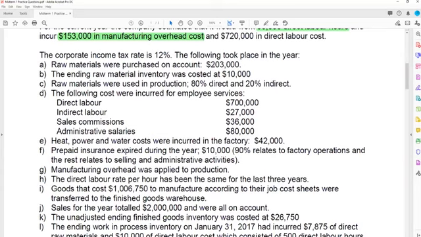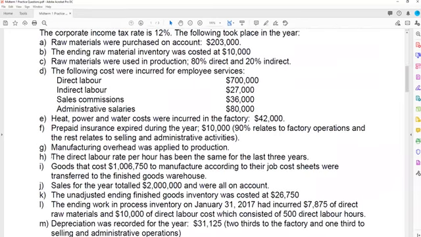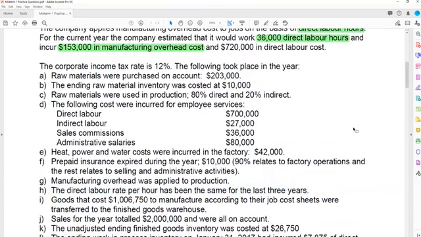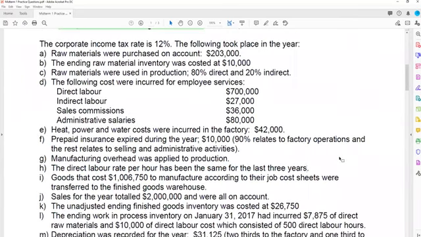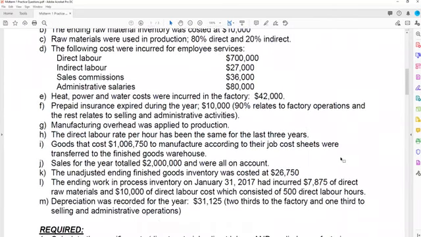We're given information about raw materials purchases, the ending raw materials inventory, and the split of raw materials between direct and indirect. They've given us total direct labor costs. And we're told that the direct labor rate per hour has been the same for the last 3 years. That is something we are going to have to use, because it doesn't look like we've been given the actual number of direct labor hours for the entire year.